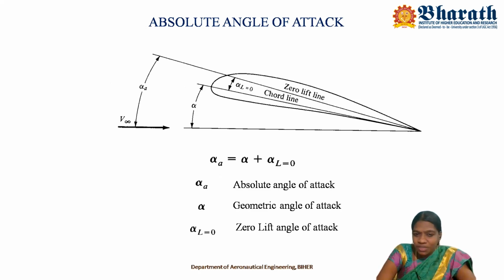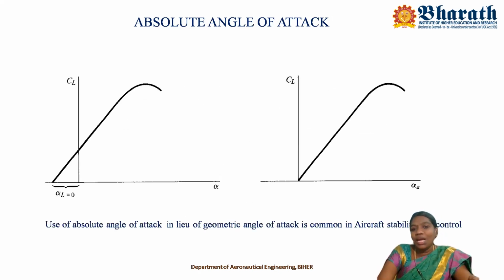Alpha is the geometric angle of attack. Alpha L naught is the zero lift angle of attack. And alpha A is the absolute angle of attack. The absolute angle of attack is the summation of the geometric angle of attack and the zero lift angle of attack. But why absolute angle of attack?